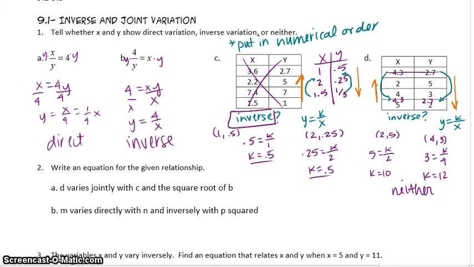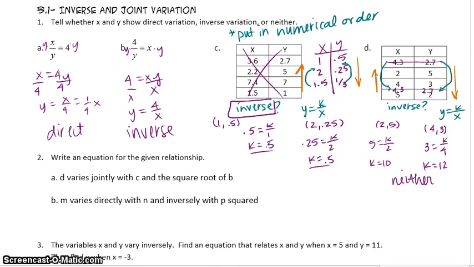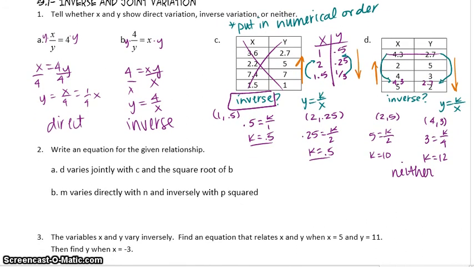Okay, so moving on to number 2, write an equation for the given relationship. So it says D varies jointly with C and the square root of B. So since it varies jointly, that means we know we're going to have a k and 2 variables, and D is going to be on one side of our equation, and we know we're going to have a k, and it varies jointly with C, so C, and we know that these are all going to be multiplied together in the square root of B. So this is our equation.